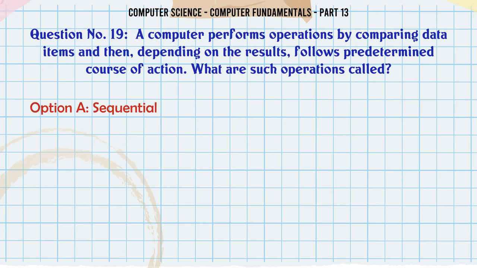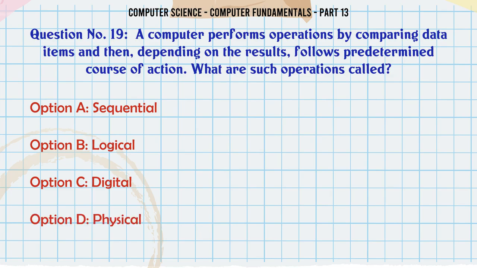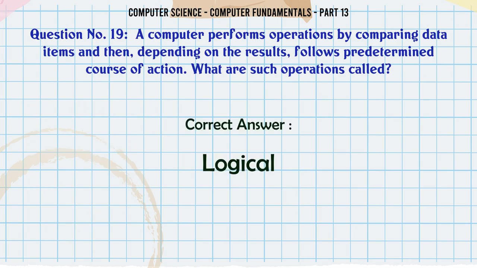A computer performs operations by comparing data items and then, depending on the results, follows a predetermined course of action. What are such operations called? A. Sequential. B. Logical. C. Digital. D. Physical. The correct answer is logical.